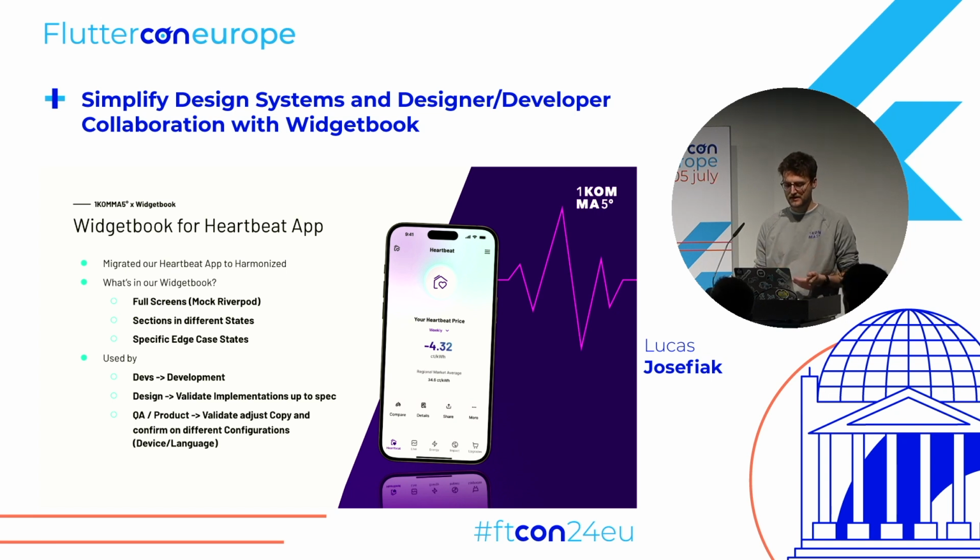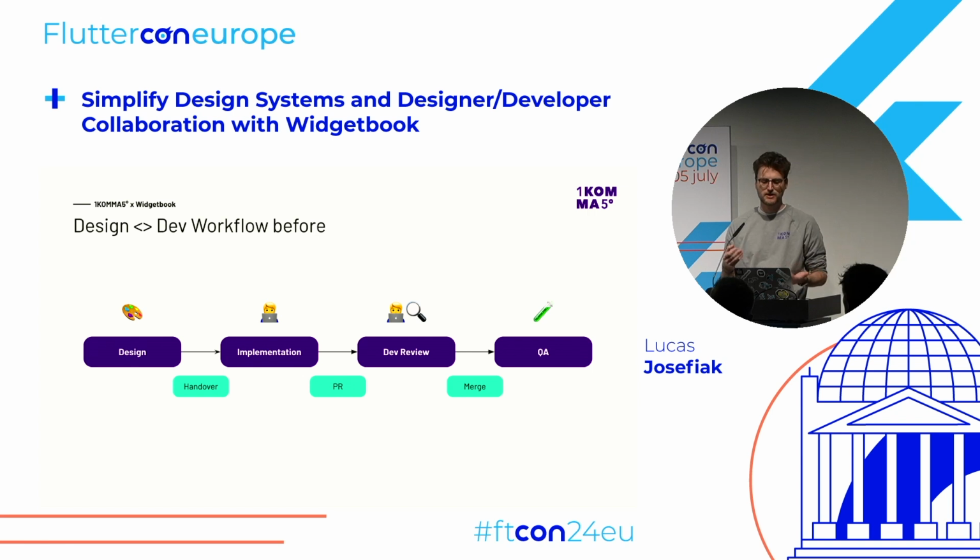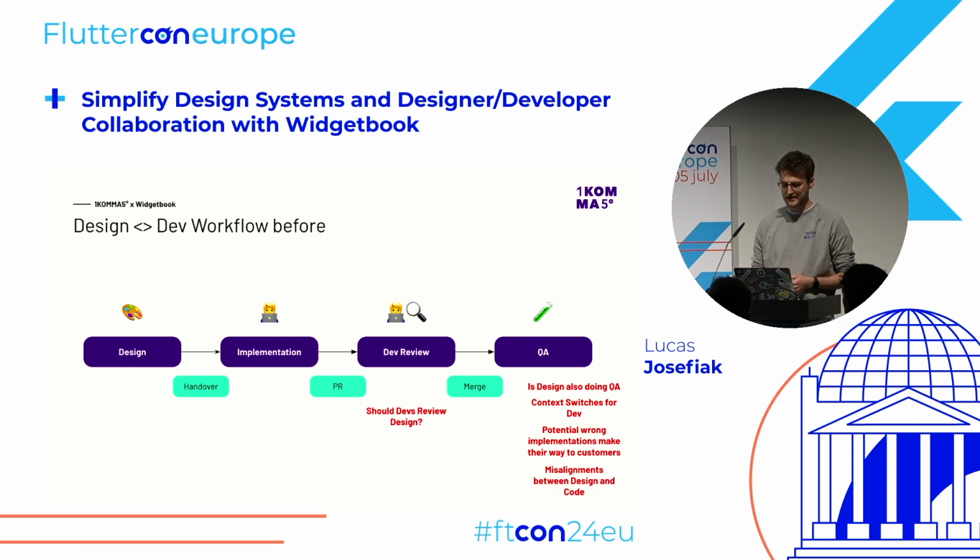And then how does our workflow look? This is what our workflow looked like before we had Widgetbook. So design, hand it over to the implementation. We create a PR, we do a development review, we merge it, and then QA takes over. This poses some problems because in our experience, this tended to have our developers looking at the code implementation and saying, oh, does this look really nice? Why doesn't it look like this? Developers tend to do this.